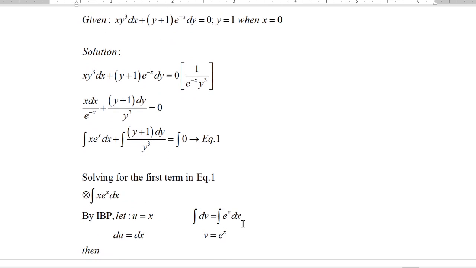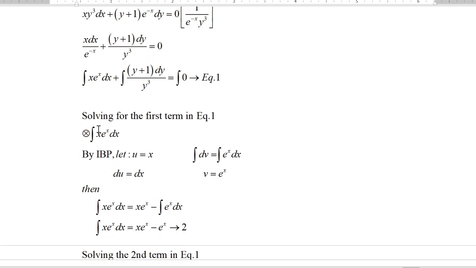And then, solving for the first term in equation 1. So, x ex dx again. Oh my God, integration by parts again. So, let u is equal to x. So, derivative u is equal to derivative x. And then, let db is equal to ex dx. So, integral of db, b, integral of ex dx, ex.